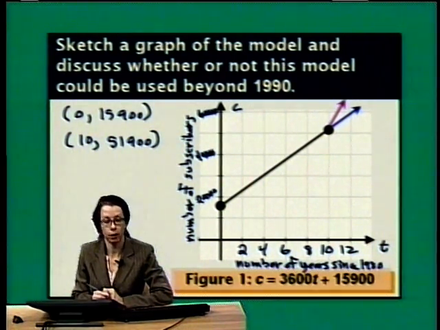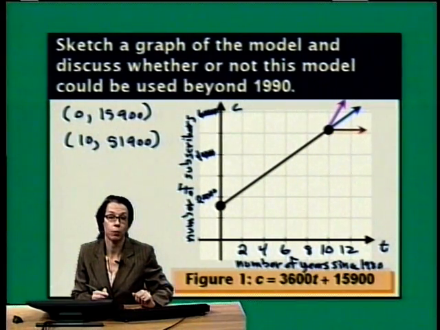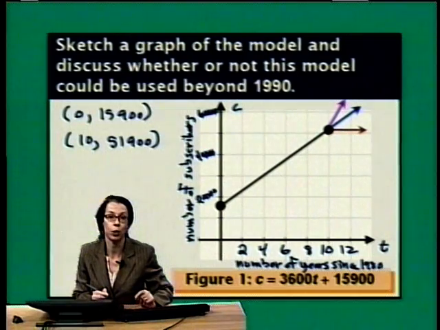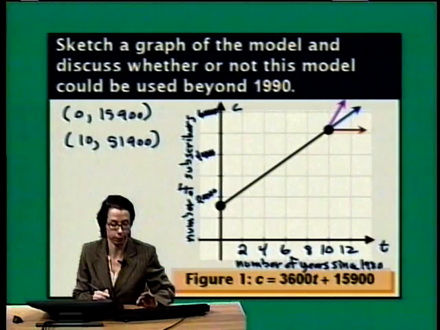That's a possibility. It's also a possibility that the number of subscribers will remain constant, that everyone in Pottsville who's ever going to get cable TV has it. In this case, after 1990, the slope would be 0 because there would no longer be a change in the number of subscribers. So perhaps we can use the model after 1990, but we'll have to make some assumptions in order to do that.